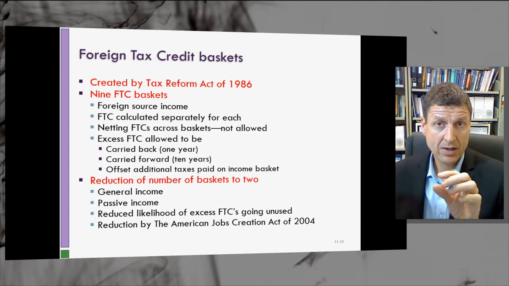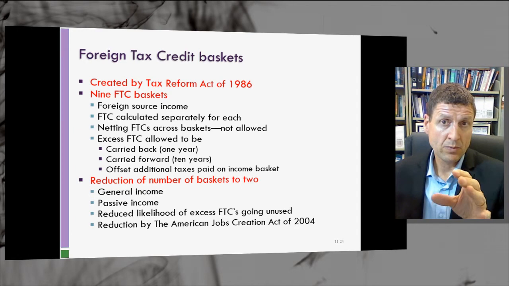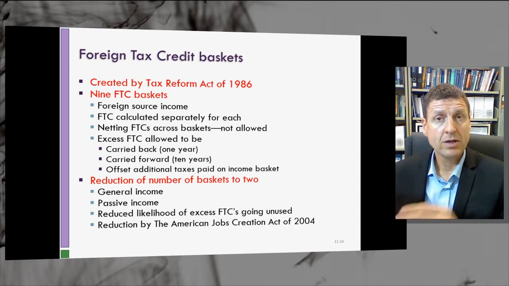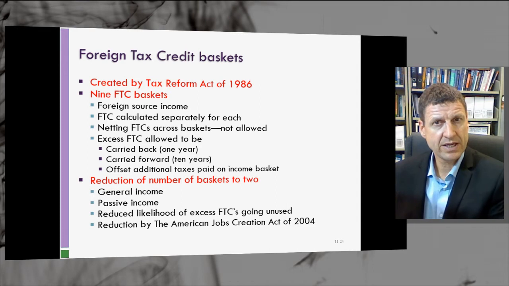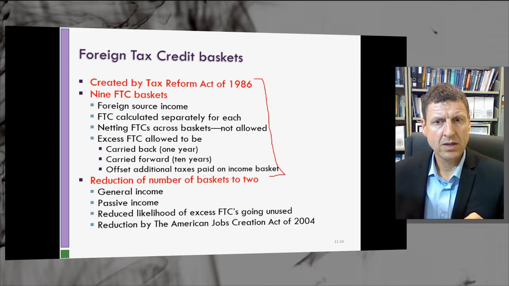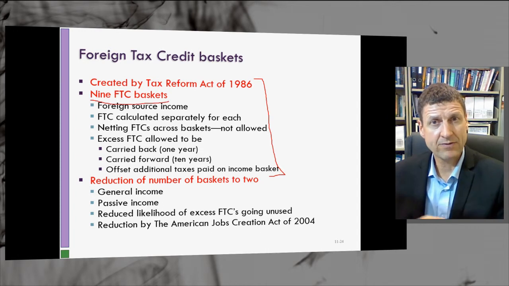Remember I mentioned earlier, when you have a foreign tax credit that is greater than what you could get a deduction for because your income was not very high, then you can choose to carry that forward by 10 years, or you can carry it back 1 year on your previous income earned. Okay, but there's a trick to this, because in 1986, what they said was, yes, you can carry it forward 10 years, but you can only carry it forward in each of the 9 different baskets.